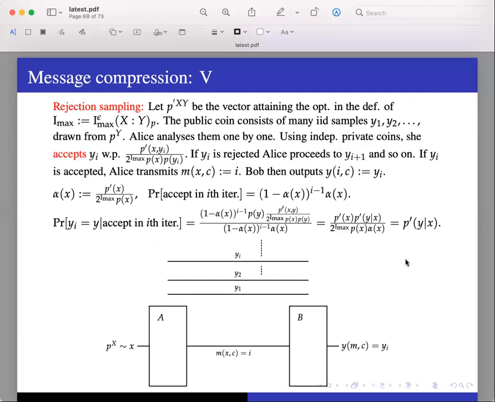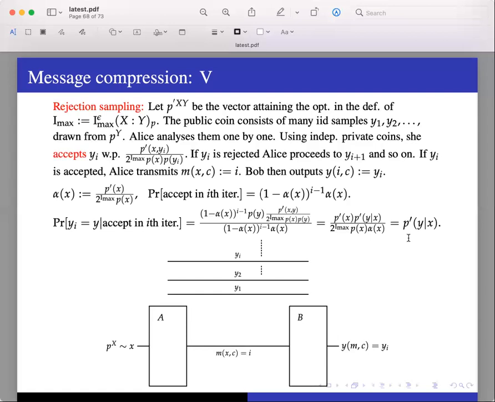Just one second. So the numerator is the intersection event, right? Acceptance at ith and rejection for the i minus one, and the denominator is essentially the conditioning that you have rejected for the first i minus one times. Yes. So you can see the numerator has this. You can simplify it and you'll exactly get this. Okay, so this is quite good. I mean, we are almost there.